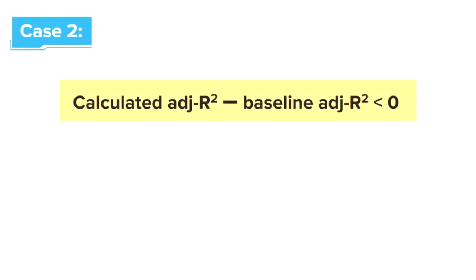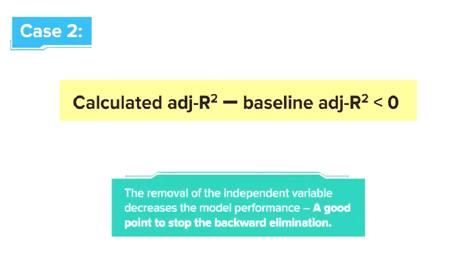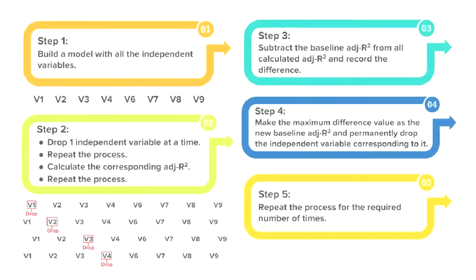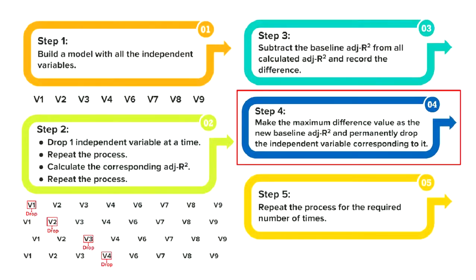Case 2. Calculated adjusted R-square minus baseline adjusted R-square is less than 0. In this case, the removal of the independent variable decreases the model performance. Therefore, this case is often considered a good point to stop the backward elimination. As we saw in the process, the independent variable corresponding to the maximum difference is eliminated first. As a result, it is guaranteed that redundant variables are always eliminated first.